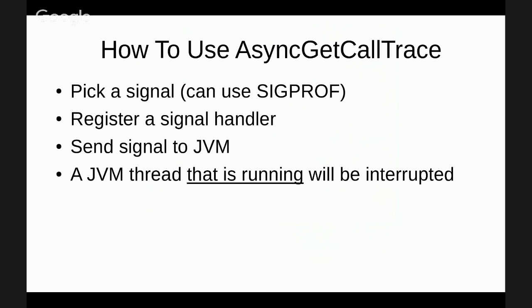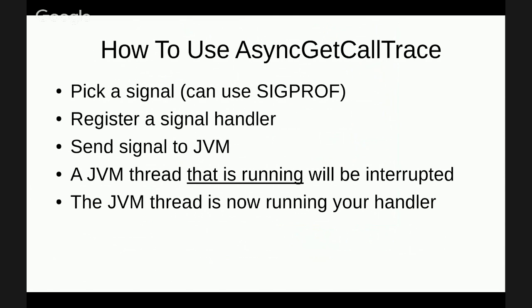A JVM thread that is running, that is actually on CPU, will be interrupted. That is important. You're not going to see any stack traces from threads that are not running. If they're suspended, if they're waiting on a lock, if they're doing I/O, you're not going to see them in this sort of profiler. But the JVM thread that you've interrupted is now running your handler. So you call AsyncGetCallTrace.